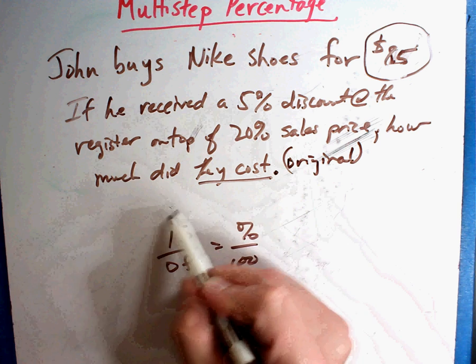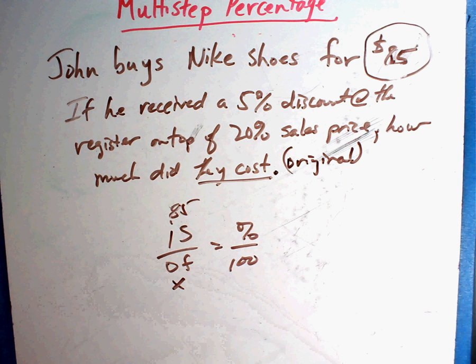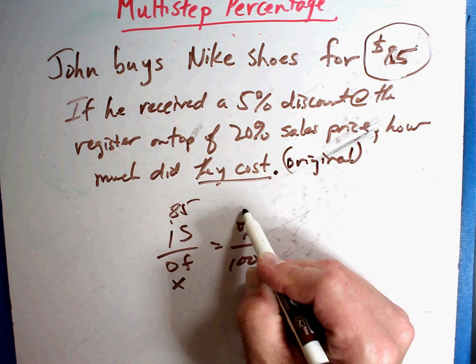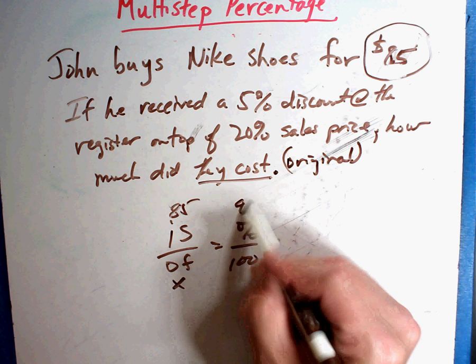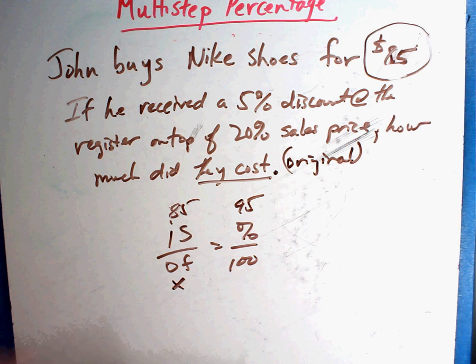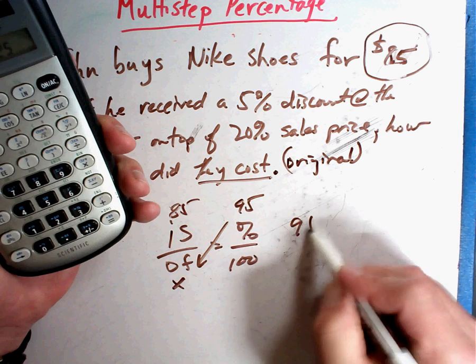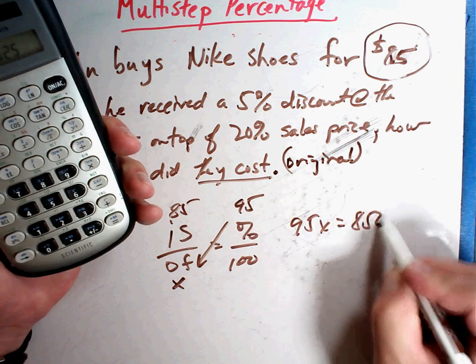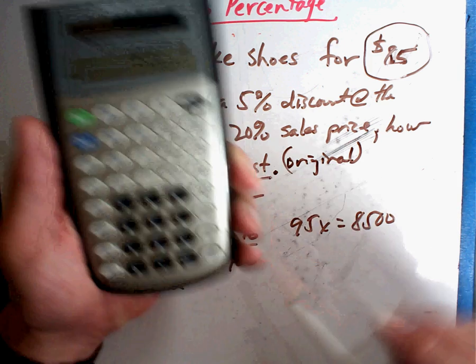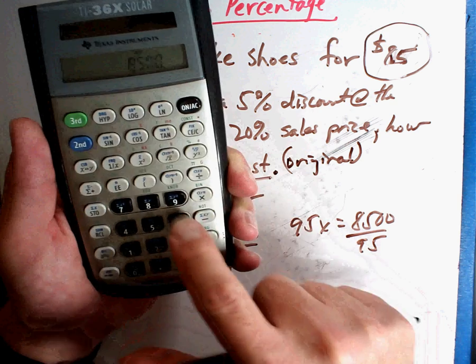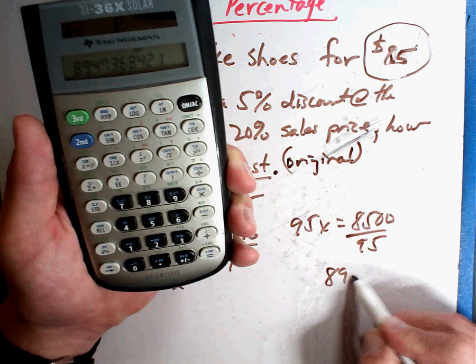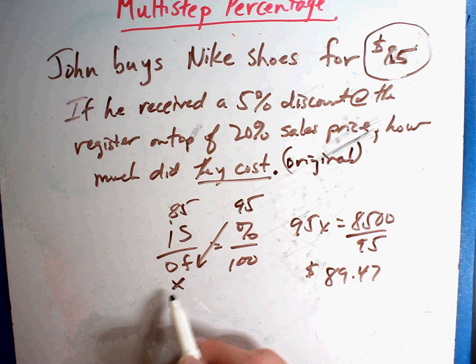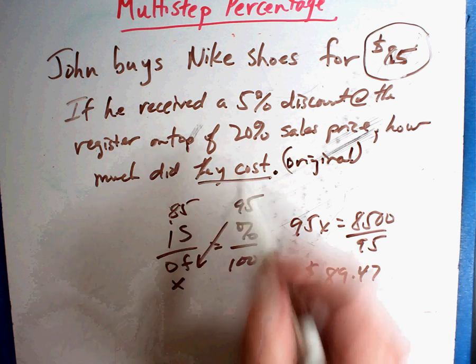So let's start first with this: it cost $85. $85 of what? And he got a discount. The last discount he received was the second one, so 5% discount means he paid for 95%. So when I cross multiply, that's 95x equals 85 times 100, which is 8,500. So 8,500 divided by 95 is $89.47. That's how much it was right before he got the 5% discount.